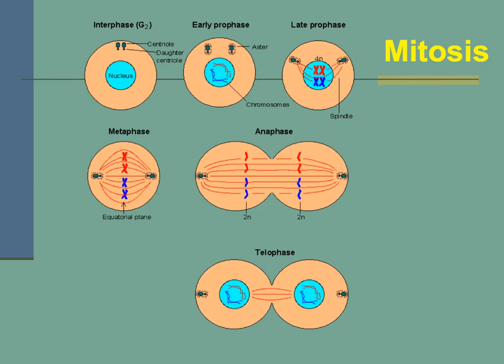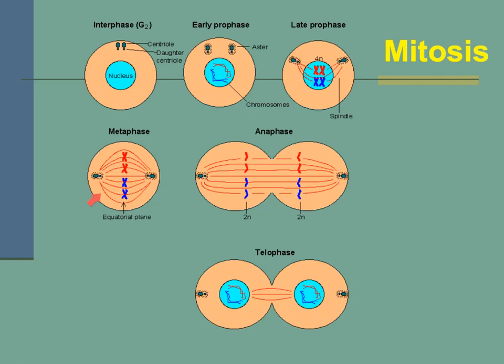The centrosomes with the centrioles will begin to move to opposite sides of the pole. We can see that here as they move to opposite sides. And then we see the spindle fibers begin to radiate away from them to attach to the center of the chromosome, known as the centromere.